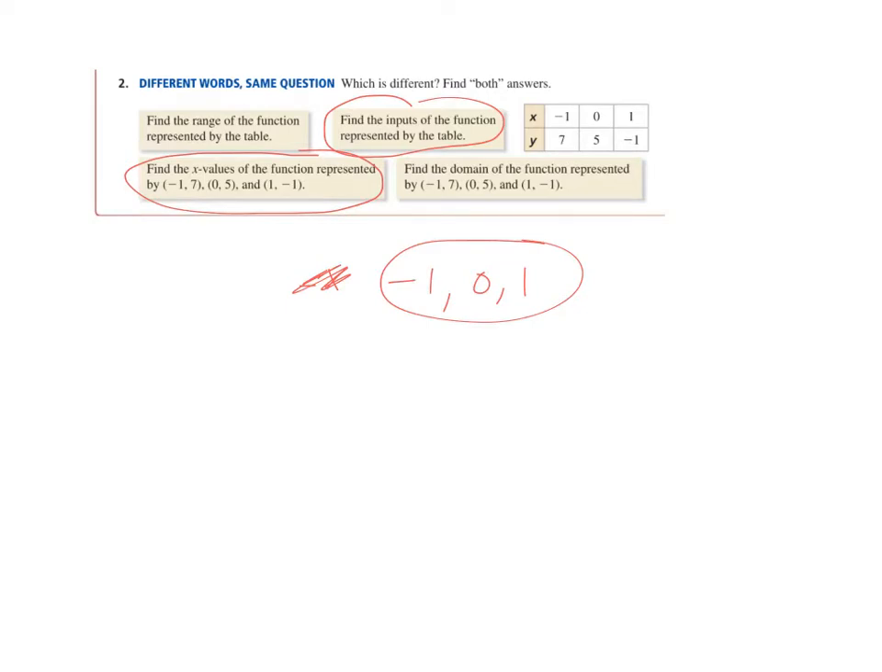Find the domain of the function represented. Looks like it would be all three of these. Okay? Yeah, so all of those are the same. This is the answer: -1, 0, 1. And then, which one is not the same? It's this one here. Find the range of the function, and remember the range, those are your y's. And so the answer for that question is 7, 5, -1.